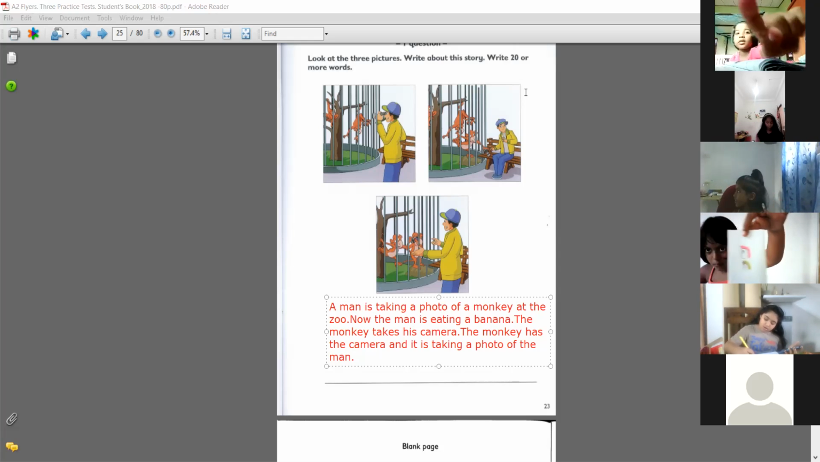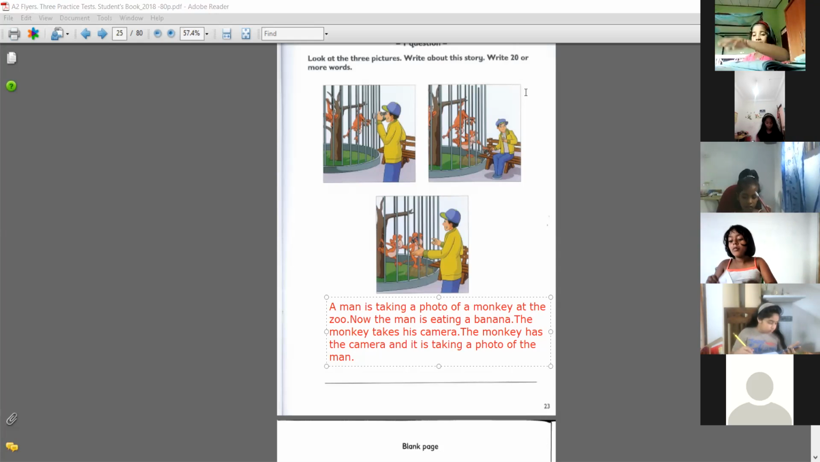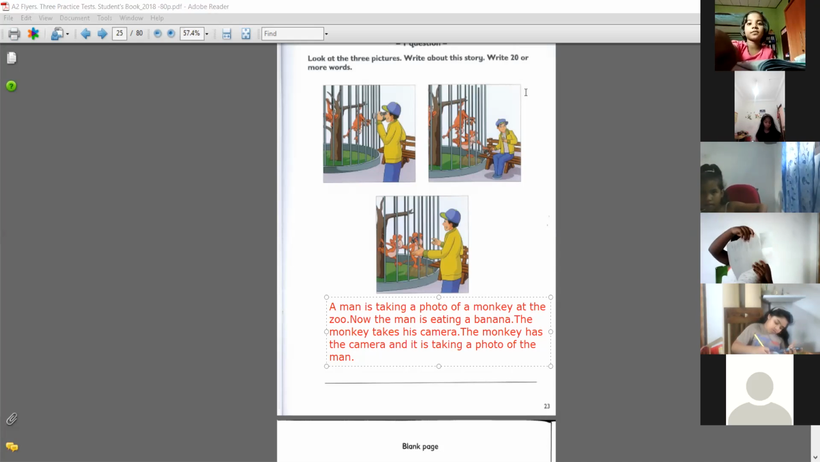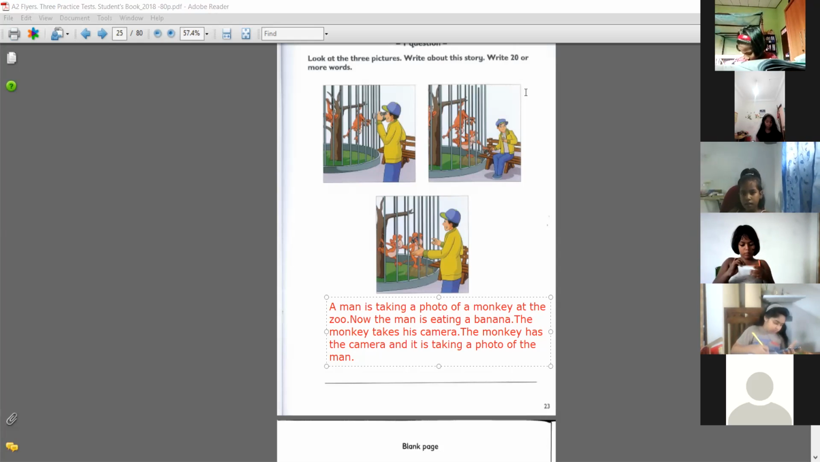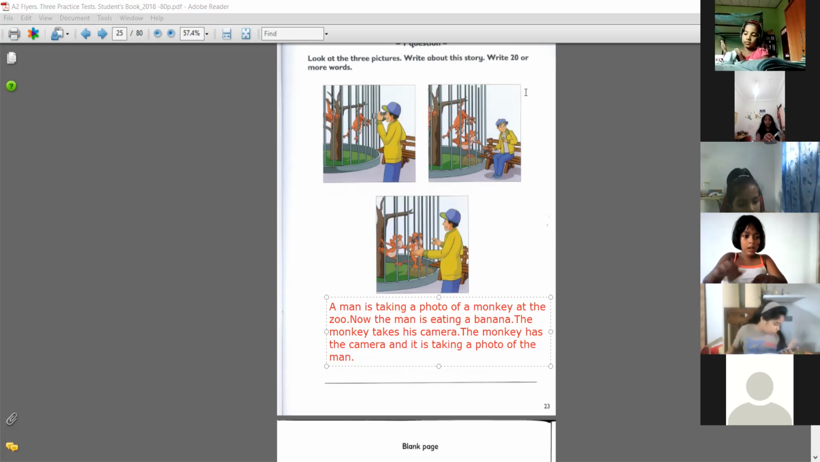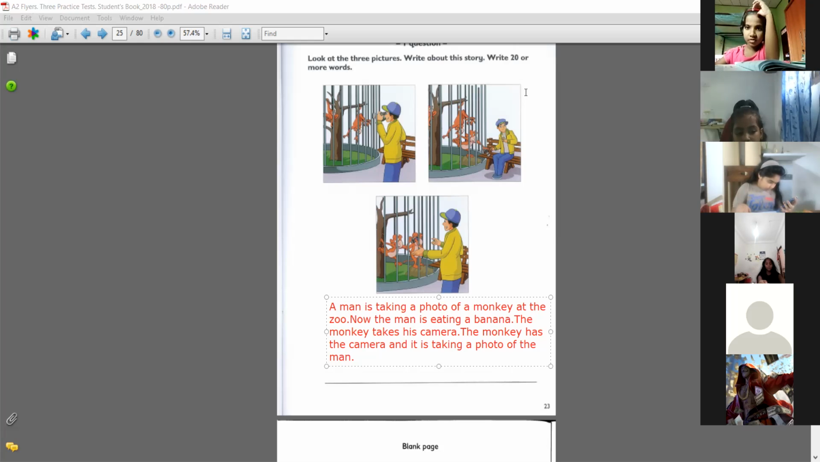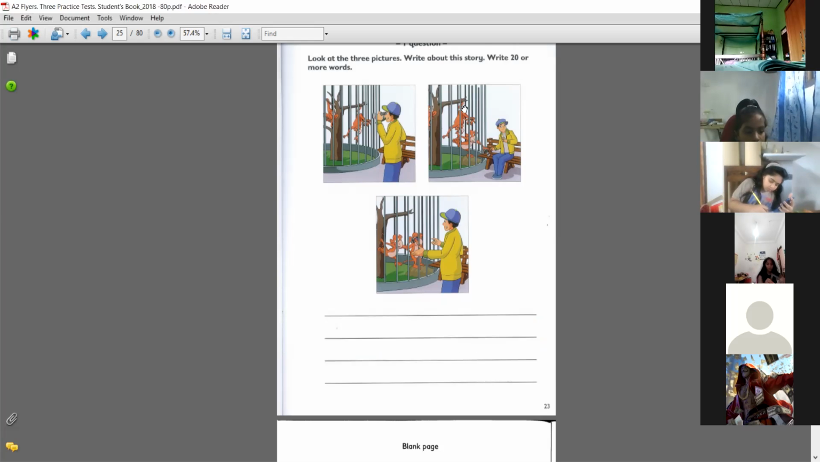Teacher, I have finished. Okay. He has finished, teacher. All right. What about Sanul? I am finished, teacher. What about Manisha? Excuse me, teacher. I have finished. Yes. Okay. Sanul, what are you going to tell? But I can't hear you. Are we going to write dictation next, teacher?